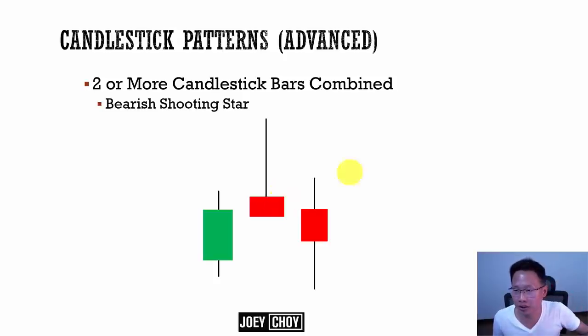And look at this bearish shooting star. What do you guys think? Is it bearish or bullish? I mean, we talk about the long upper shadow. Long upper shadow is more bearish. Exactly. So look at this.